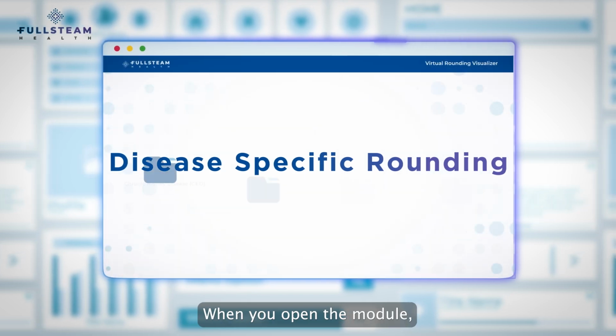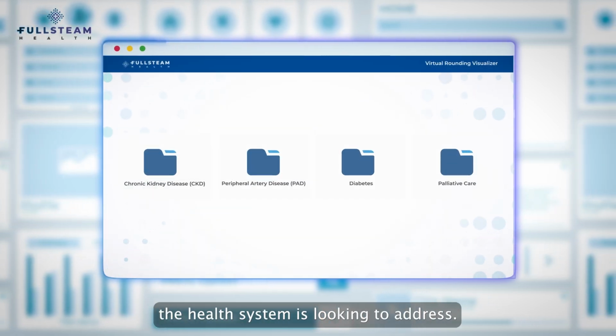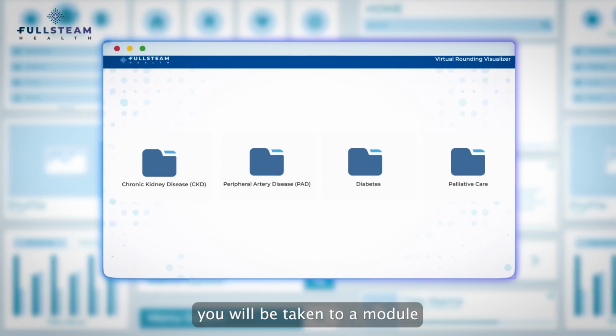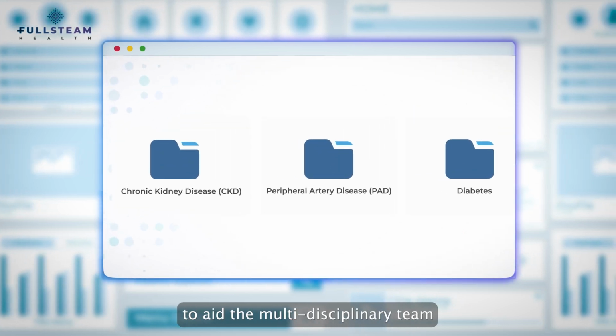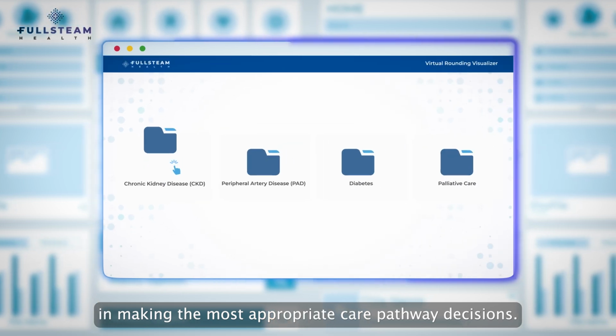When you open the module, you will see chronic disease areas the health system is looking to address. When you click on a disease area, you will be taken to a module to aid the multidisciplinary team in making the most appropriate care pathway decisions.